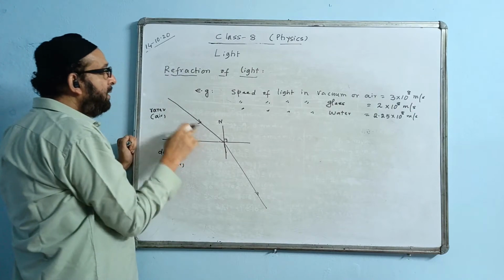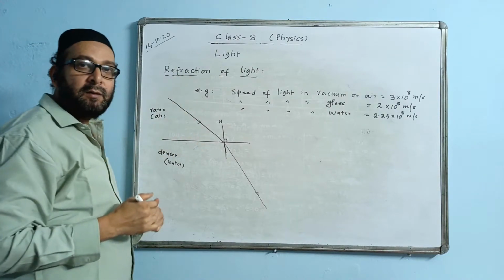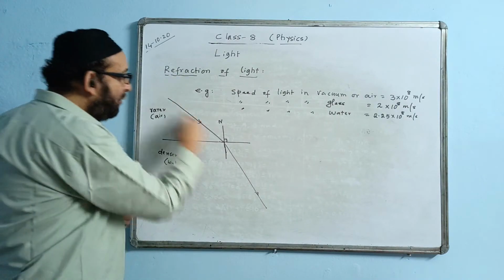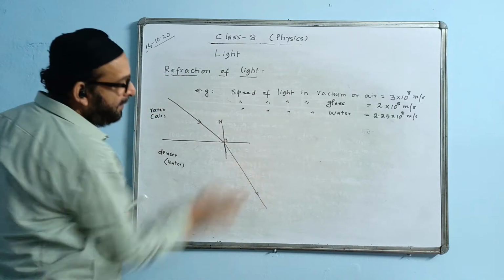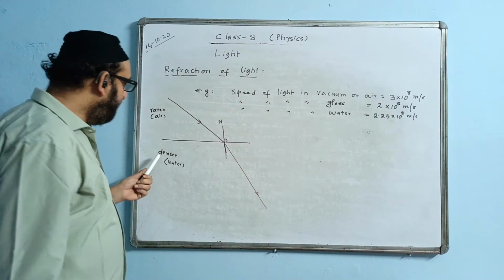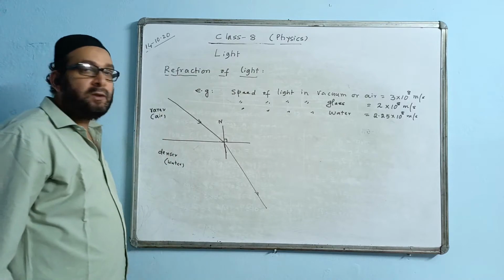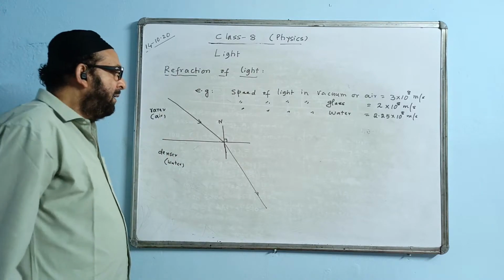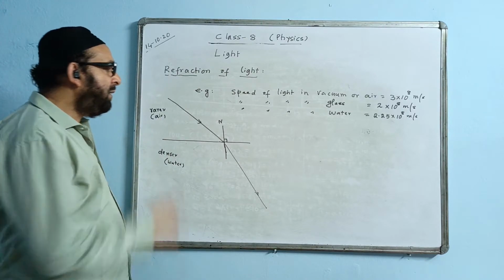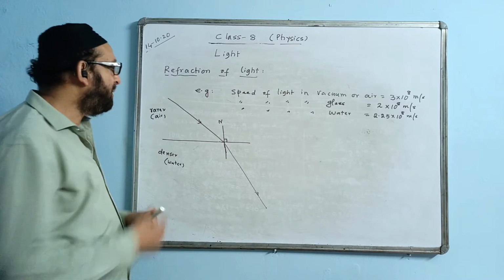So this phenomenon is called refraction. This is the bending of light. The ray of light is not going straight, rather it is bending on entering a denser medium. So this phenomenon is called refraction of light. So in the refraction of light, we check different types this way.